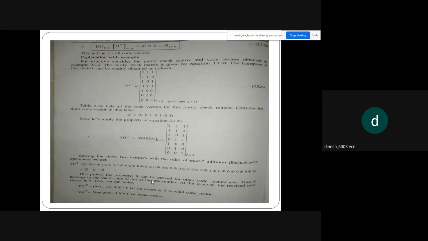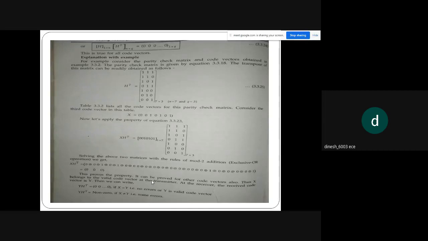Always if you do XH transpose, we will be getting 0. Take any code vector, multiply with the H transpose, it will always be 0. Similarly, whatever we get at the receiver, you'll be having Y, which is a received code vector. You do it with the corresponding H transpose and see if it is 0, then there is no error and it is valid. And if it is non-zero, then there is an error and it is an invalid code vector.